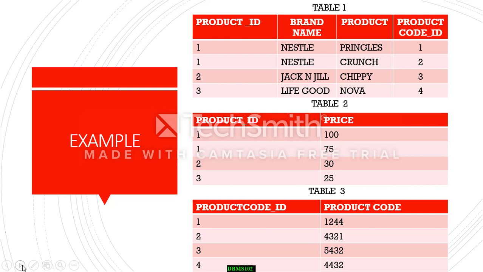We have now divided our tables and created a new table which stores the product code. There are no transitive dependencies, and hence our table is in third normal form. In table 3, product code ID is a primary key, and in table 1, product ID is a foreign key to the primary key in table 3.